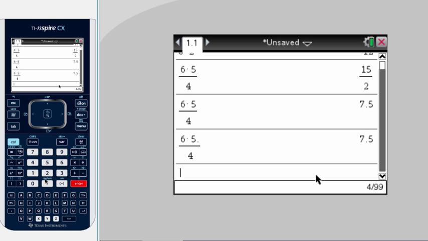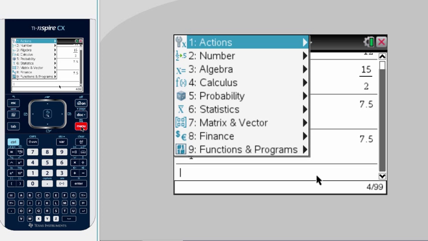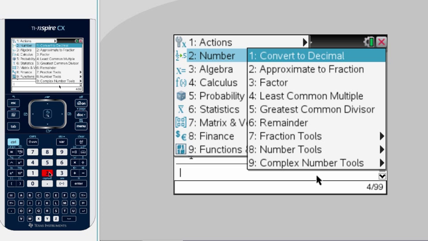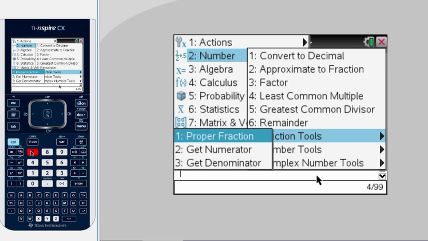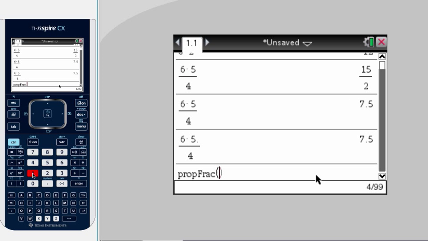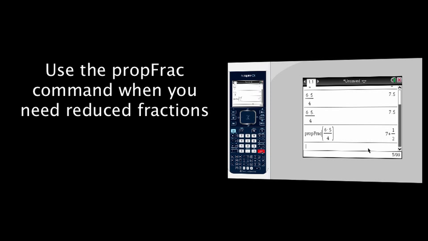So how do we get a proper fraction? Well, you're going to have to go to Menu, select number 2, go down to number 7, which is the Fractions tool, and select number 1, which is Proper Fraction. And then you're just going to enter in the expression that we are working with, 6 times 5 divided by 4. And then if you hit Enter, it will give you 7 1/2, which is the correct answer.